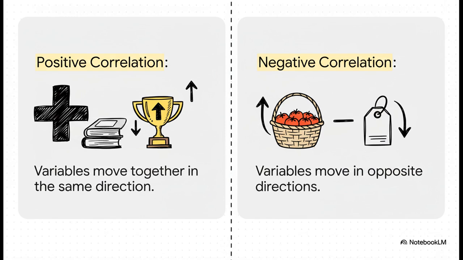Look here. On the left side, you see positive correlation. Think of them as best friends. Both things move in the same direction. The more hours you study, the higher your marks go. Simple. And on the right, we have negative correlation. Here, they're like opposites on a seesaw. They move in opposite directions. The more the tomato supply goes up, the lower the price goes down.